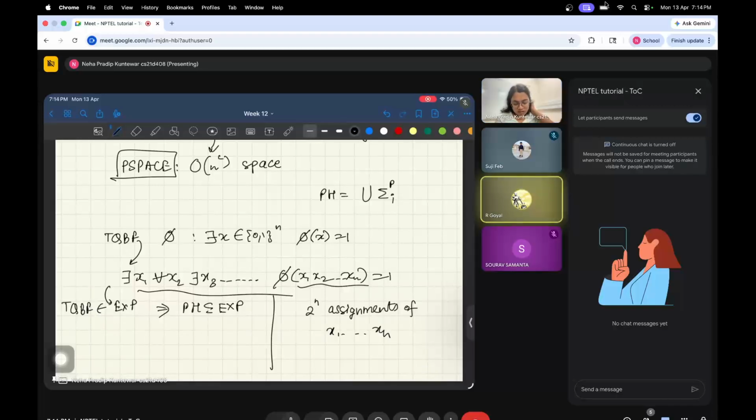Yes. And moreover, this TQBF is PSPACE-complete. And PSPACE is inside EXP. So why don't we know the relationship between EXP and NEXP then? Where is the issue?